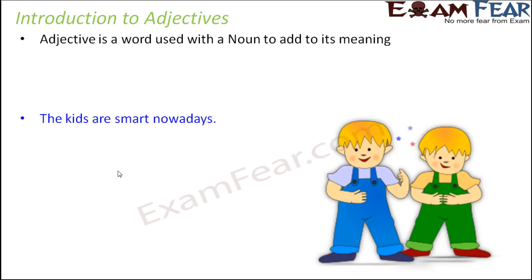The kids are smart nowadays. So here, what do you think is the adjective? So here, which is the noun? Kids. So here, kids is the noun. Now, kids are smart nowadays. So which is that word which describes the quality of kids? Obviously smart, because this word tells us the quality of kids. What kind of kids are they? So they are smart. So smart is an adjective here.